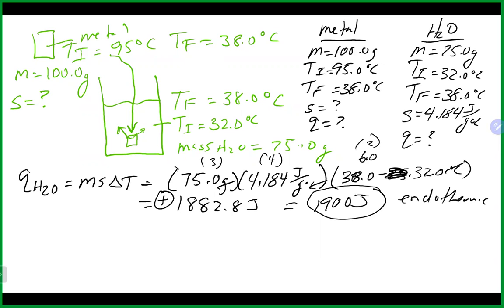Now, 100% of all that energy that the water picked up came from the metal, right? So what this tells us is the amount of energy that the water picks up will be equal to negative the amount of energy that the metal released. So by doing this calculation, we know that the metal here released negative 1900 joules of energy, if we take the rounded number.